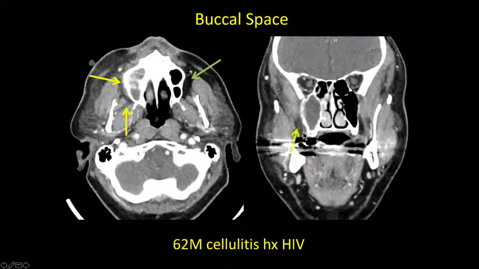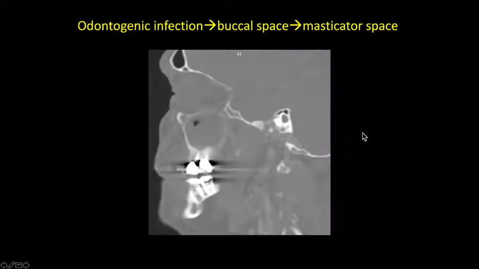On the coronal image, again, we have the diseased buccal fat pad adjacent to the maxillary sinus. And this disease process is tracking superiorly into the suprazygomatic masticator space above the zygoma. And here's the green arrow showing you the normal buccinator muscle and buccal fat pad on the other side. That patient had odontogenic infection as well. You can see this erosion at the tip of one of the tooth roots in the posterior maxilla.